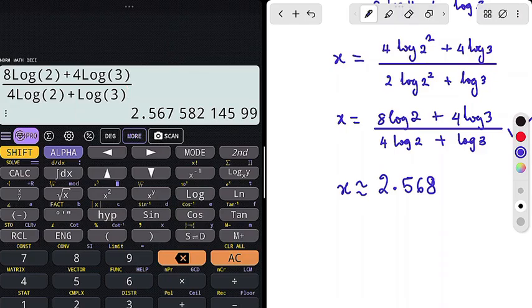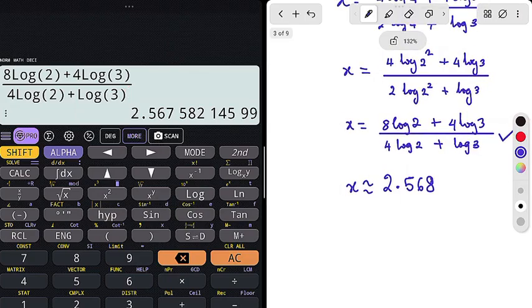So this is the approximate value, understood? And this one is the actual value. This is the approximate value. So use any one you want there.